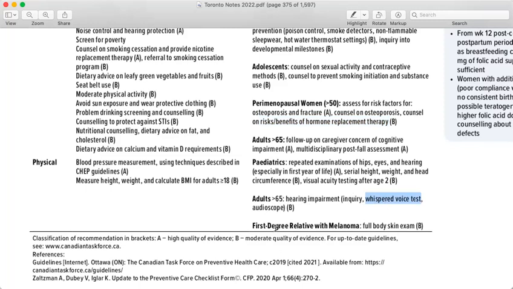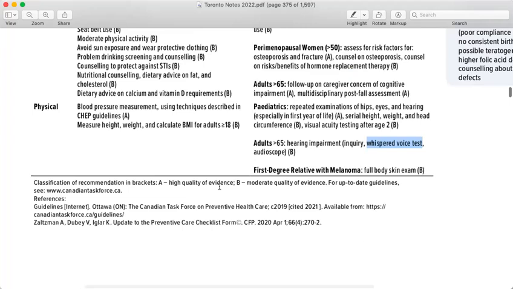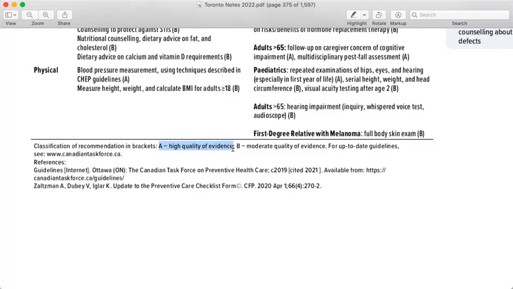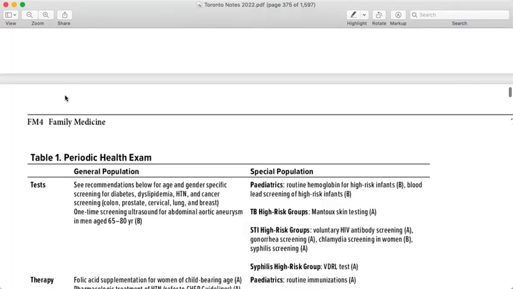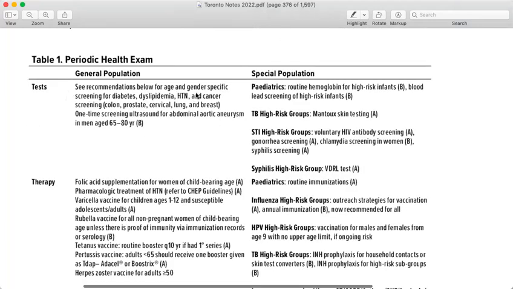So starting with this one. First degree relative with melanoma, so you're going to do the full body examination. As you can see, A is the high quality evidence and B is the moderate quality evidence. Now coming to the general population, the test is going to be age-based and specific gender-based. Then screening for diabetes, dyslipidemia, hypertension, cancer screening, and one time screening ultrasound for abdominal aortic aneurysm in men age 65 to 80 years.